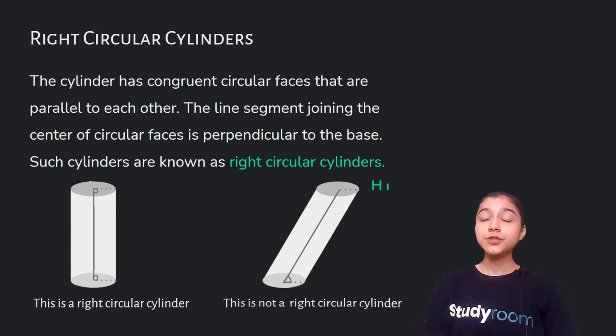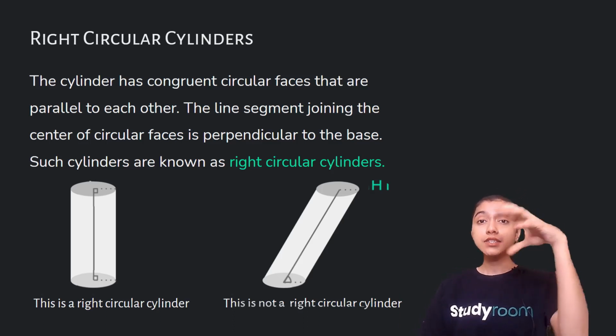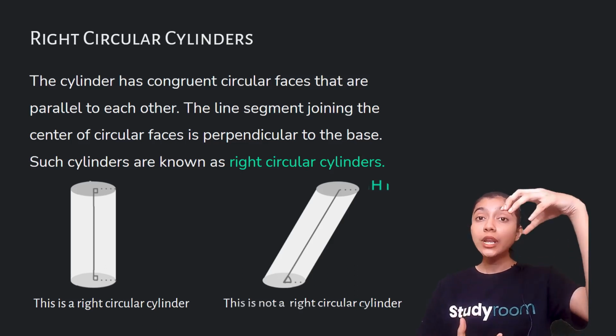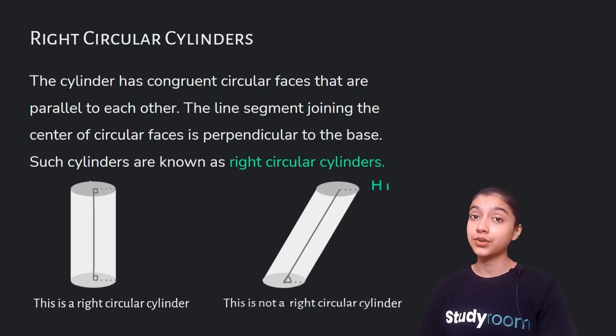Now that we have talked about the cylinder, let us talk about a specific case of a cylinder, that is the right circular cylinder. In a right circular cylinder, there are 2 circular faces, one at the bottom, the other at the top. These 2 faces, the top circular face and the bottom circular face, will be parallel to each other such that the line joining the centers of these 2 circles will be perpendicular to the base of the cylinder. Such a cylinder will be known as a right circular cylinder.